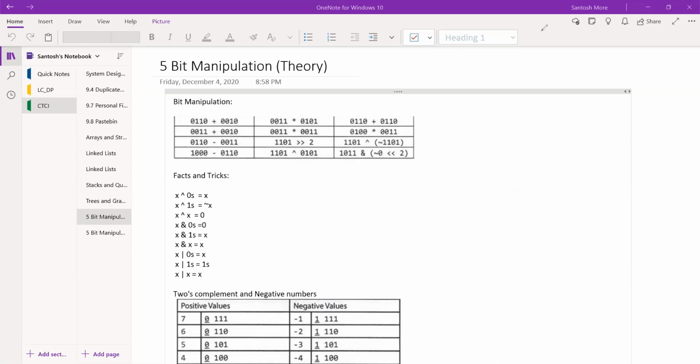Then some tricks about all this stuff. XOR of any number with 0 will be the same number. XOR with 1 will be the inversion of that number. And if you XOR the same number with itself, it will be 0. And the ANDing operation and the ORing operation, so these things were easy.